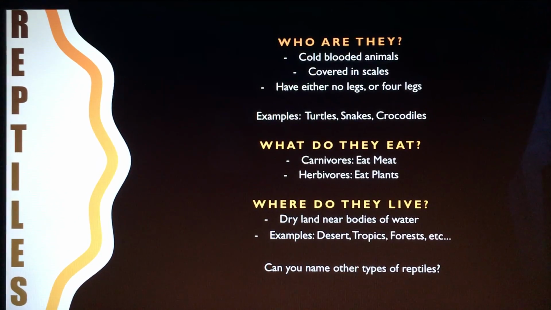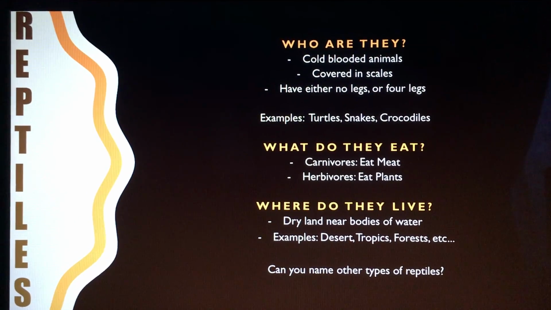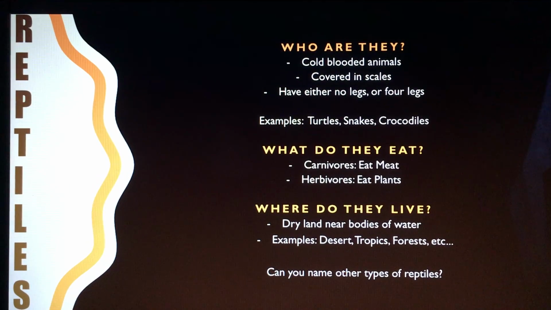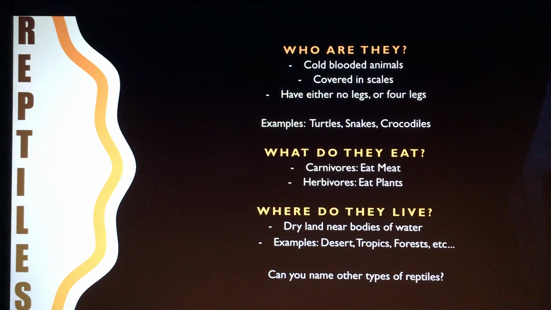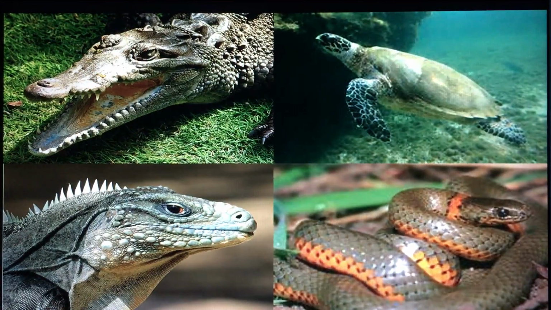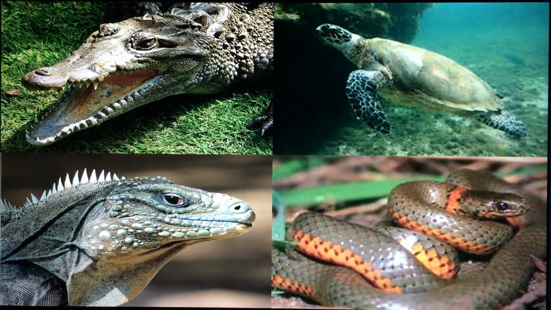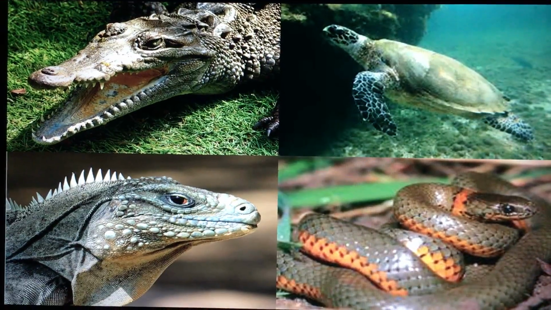I will now ask the class if they can name other types of reptiles. After they have raised their hand and given some ideas of what they think reptiles are, I will then show them the next slide of a few examples I've come up with as reptiles.